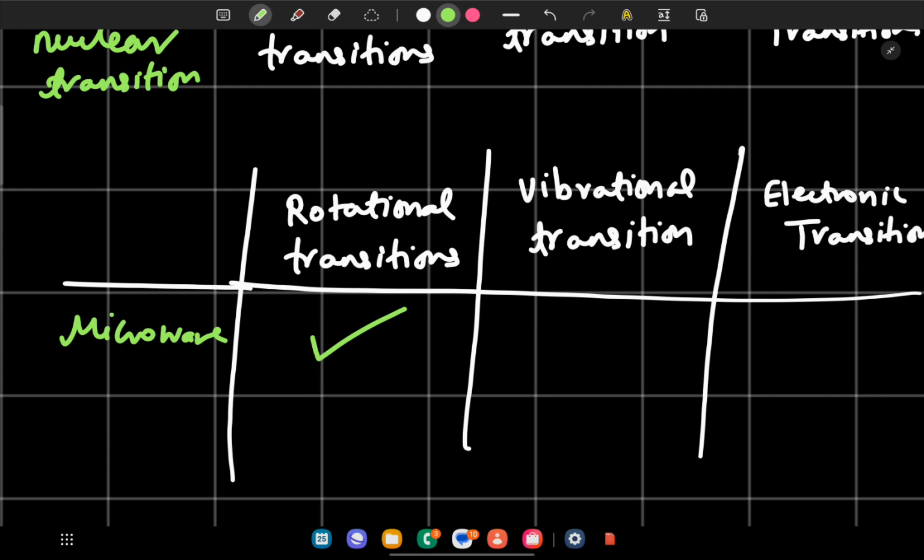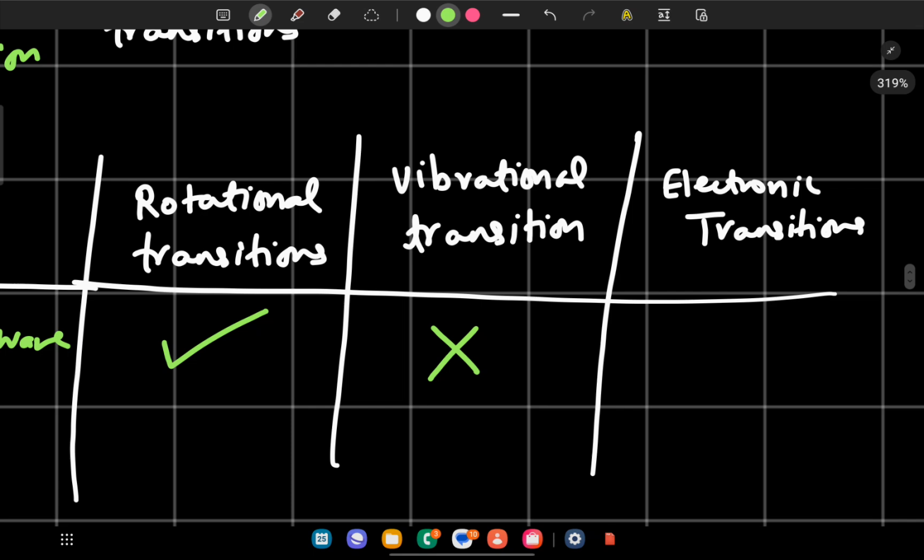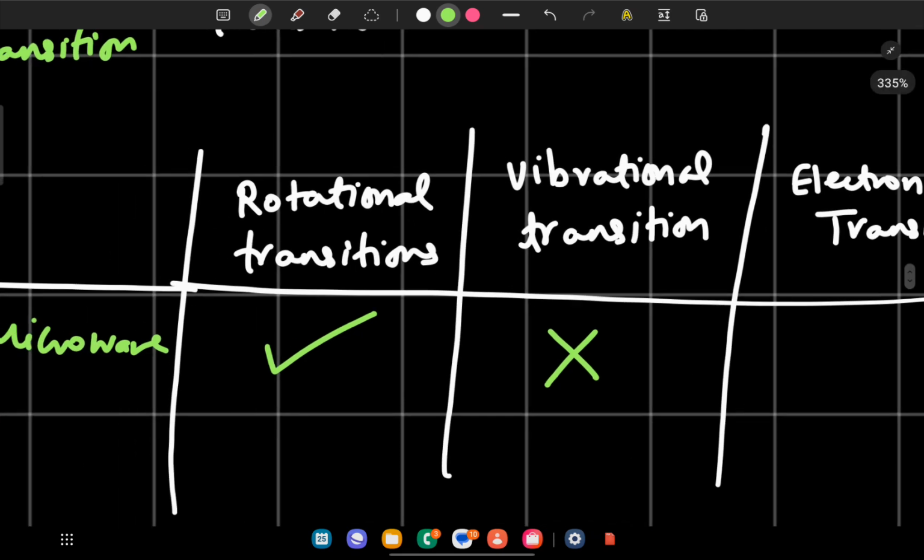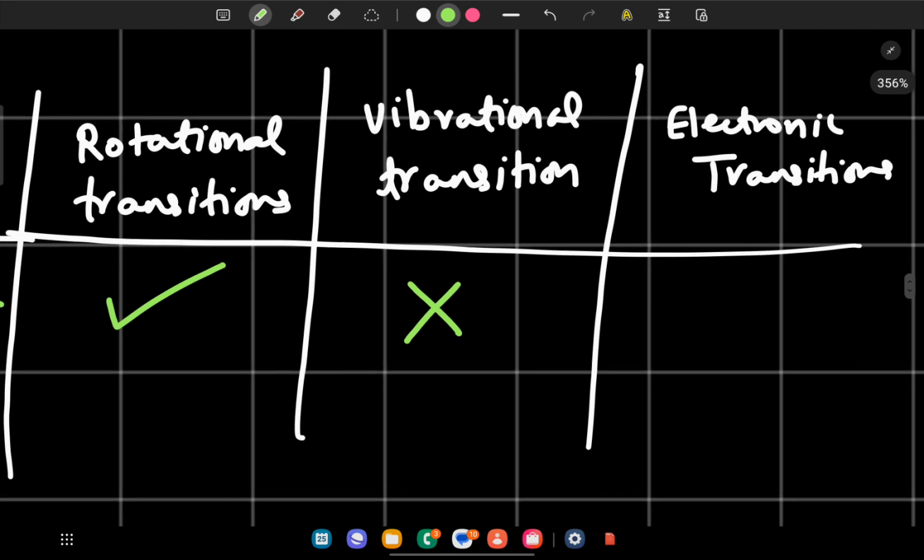but the energy of microwave radiation is not sufficient in order to carry out vibrational transitions, and therefore vibrational transitions will not be observed. Similarly, electronic transitions will also not take place. Why? Because it requires much higher energy as compared to that of rotational transition, and the amount of energy required for electronic transition cannot be fulfilled by using microwave radiation. So electronic transitions are also out of this picture.